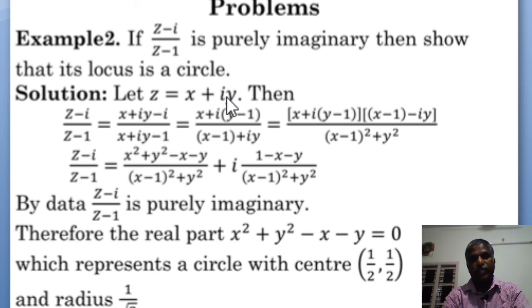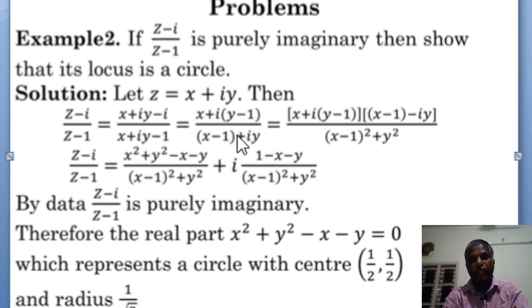Let z is equal to x plus iy. So first we find z minus i by z minus 1. We have to find the real and imaginary parts. We have to express z minus i by z minus 1 in the form of real part and imaginary part. So put z is equal to x plus iy and then find z minus i by z minus 1. So that is x plus iy minus i over x plus iy minus 1. So separating real parts, x plus i into y minus 1 divided by x minus 1 plus iy.